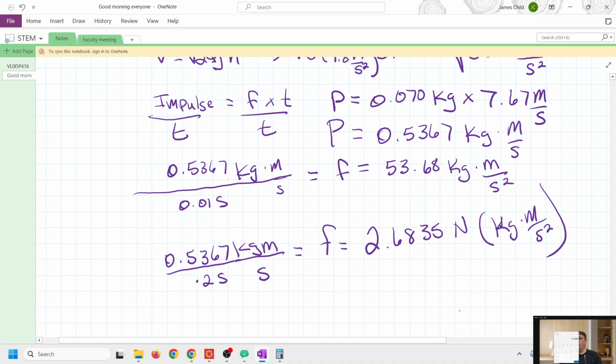So going from 0.01 seconds to 0.2 seconds, that force decreased tremendously. And if I could spread it out over half a second, that would be an even smaller force.